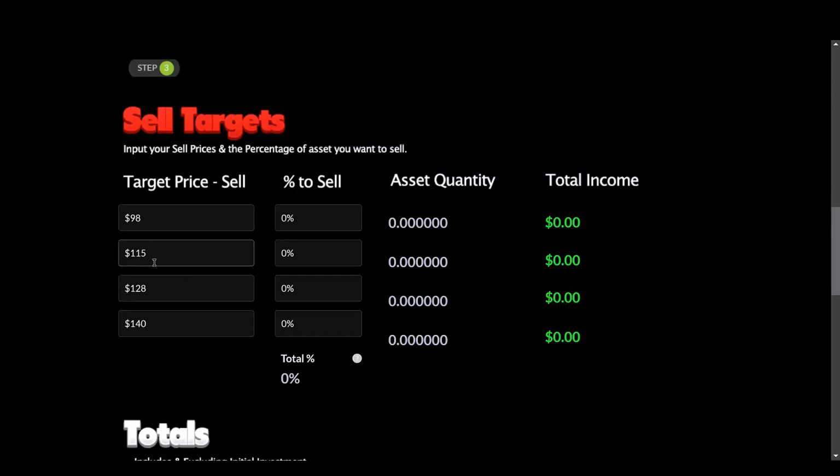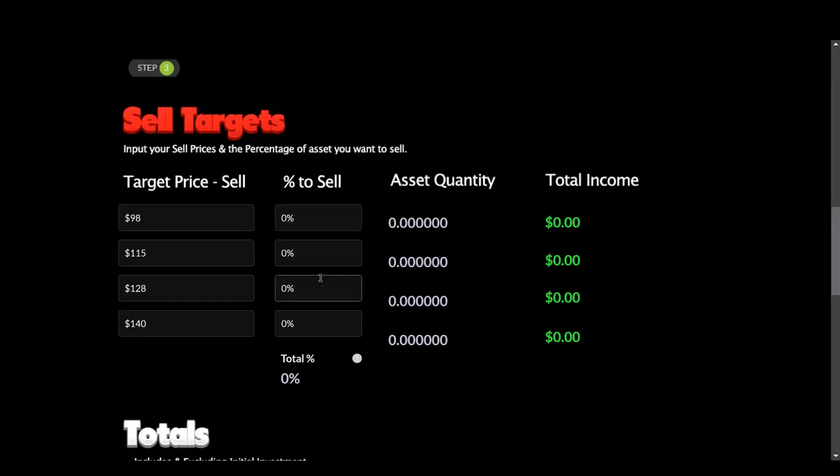Next sell target will be $115. Third sell target, $128, thereabouts. Give or take $130, $125, again, up to you. Last sell target is at $140, just under the all-time high, which was $144.98, just under $145. So we're just exiting the market before its all-time high.